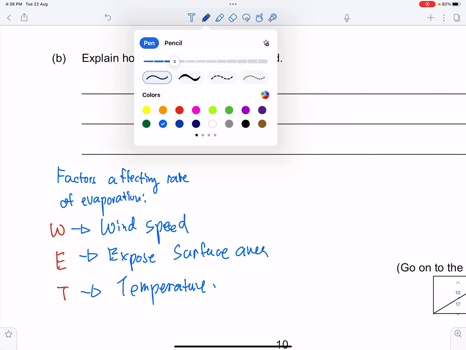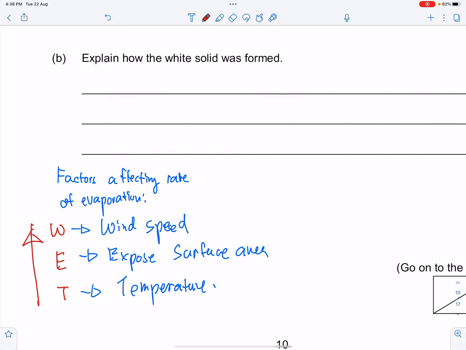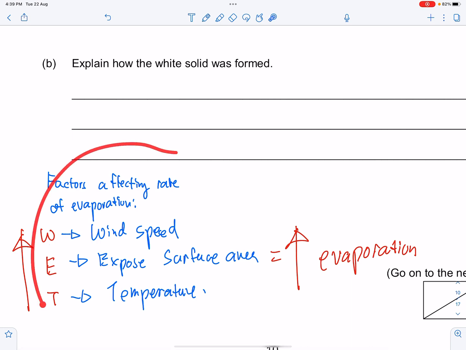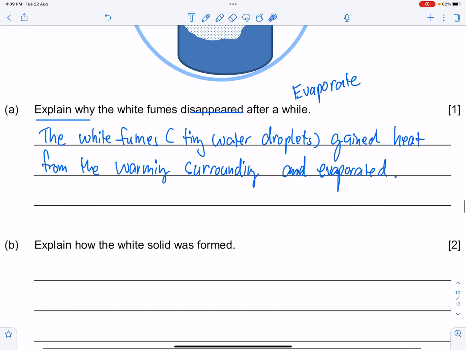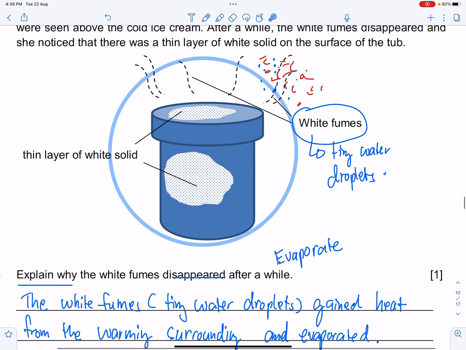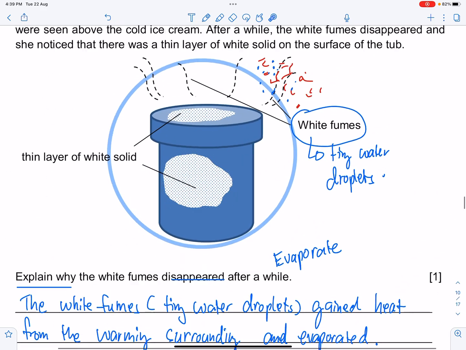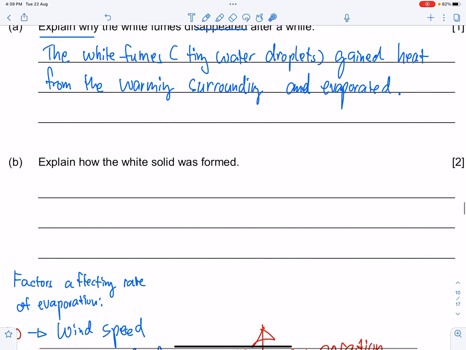Now, we also need to realize that an increase in any of these will result in an increase in evaporation. That is one thing we need to understand. So any increase in these will affect your rate of evaporation. If the question asks how to make the white fumes disappear faster, you would increase the surrounding temperature.